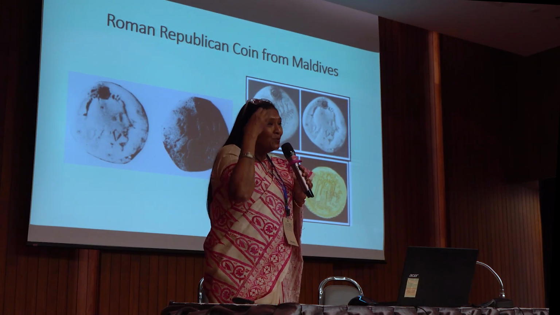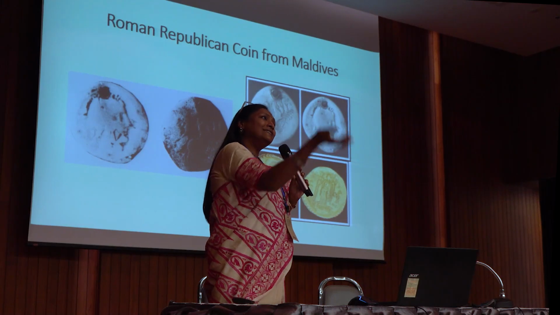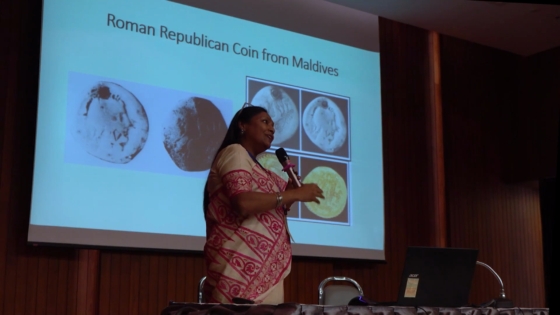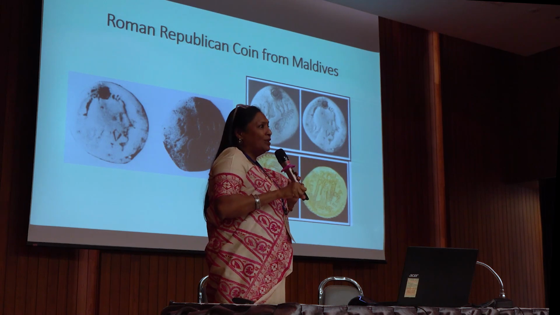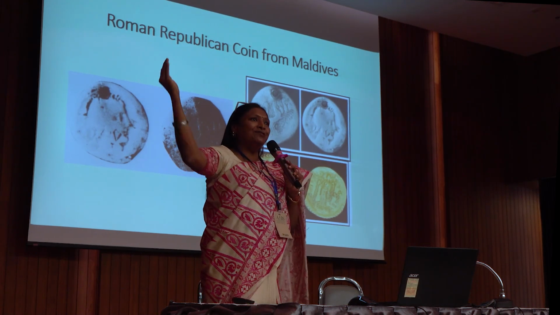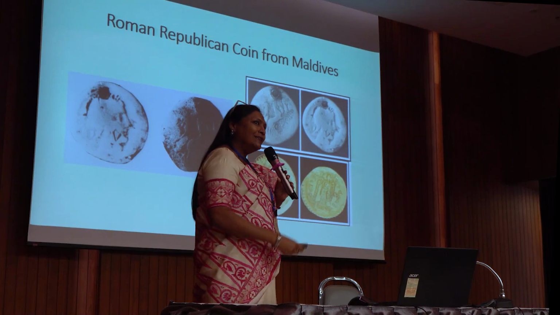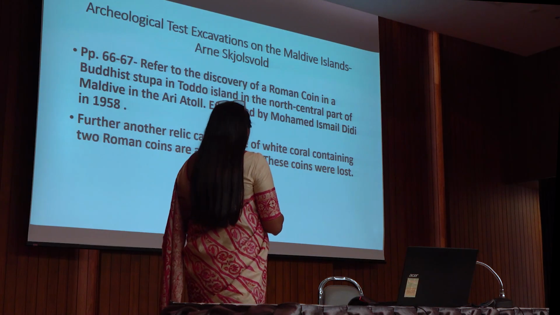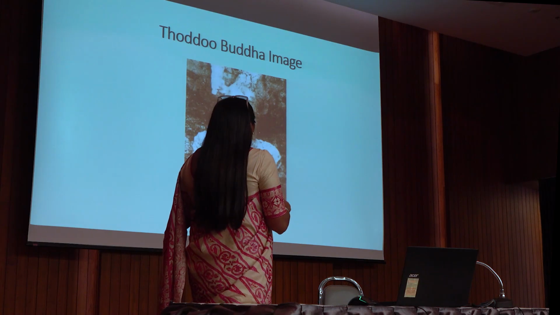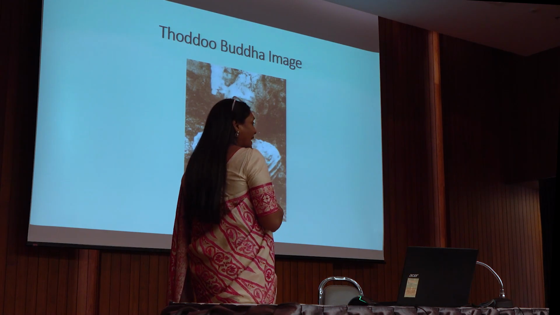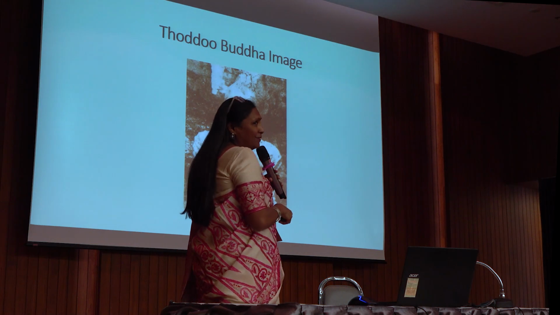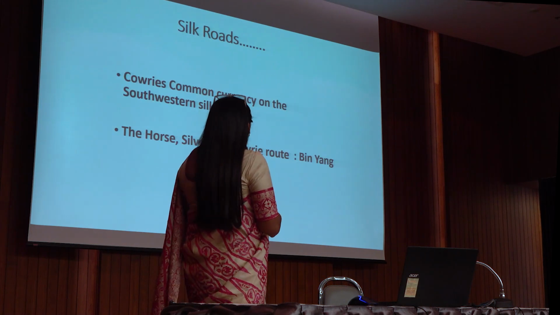Now, this Roman coin gives us the context that the Roman traders who came all the way to the Indian Ocean collected things from Maldives, also took some cowrie shells, and then when they went with them, they took along all these elements, all these concepts which I'm just talking about. It is interesting. And in Thoddo, of course, we have a Buddha there, which is again very interesting.